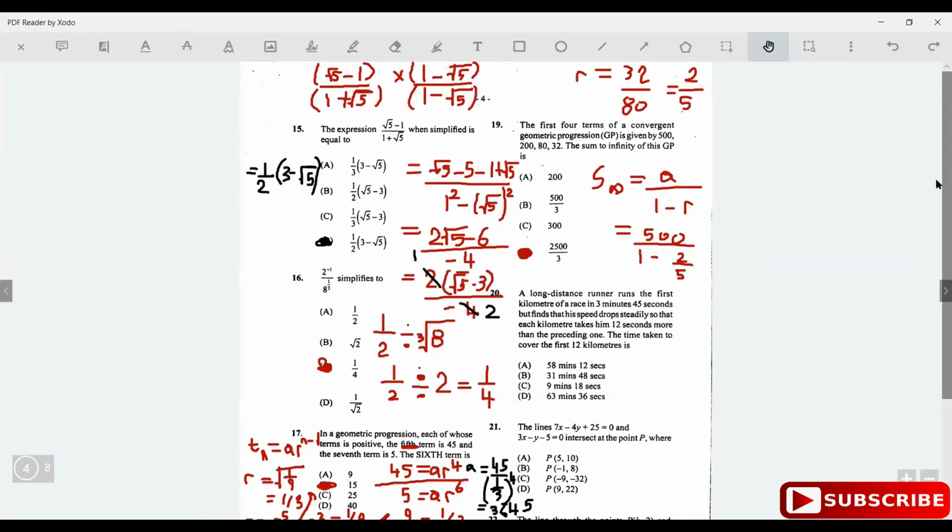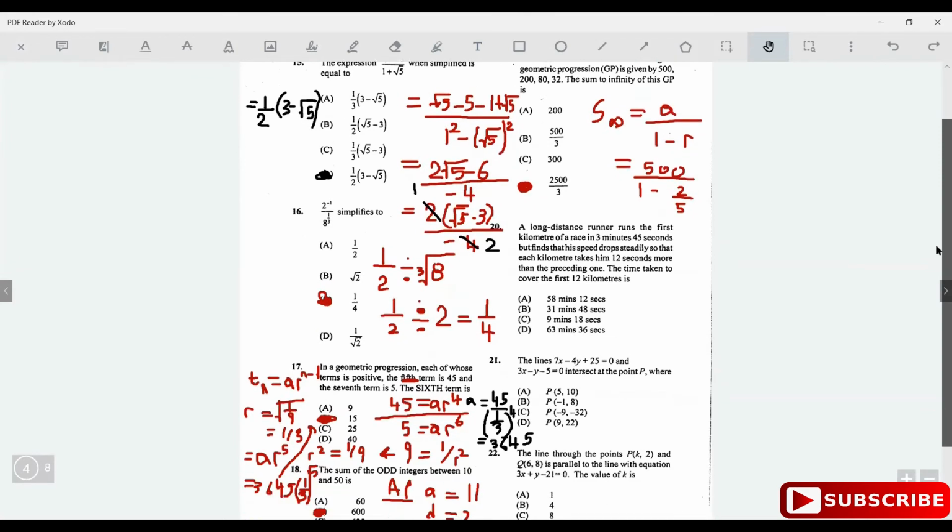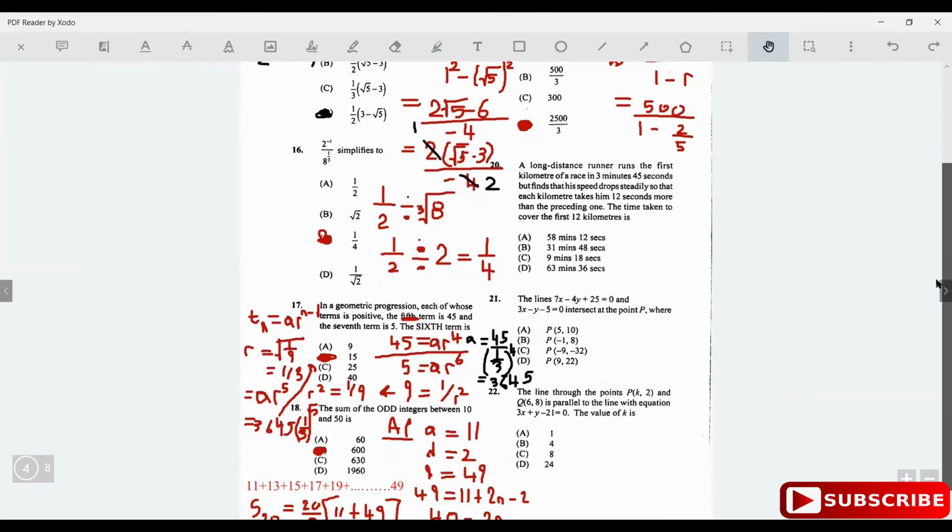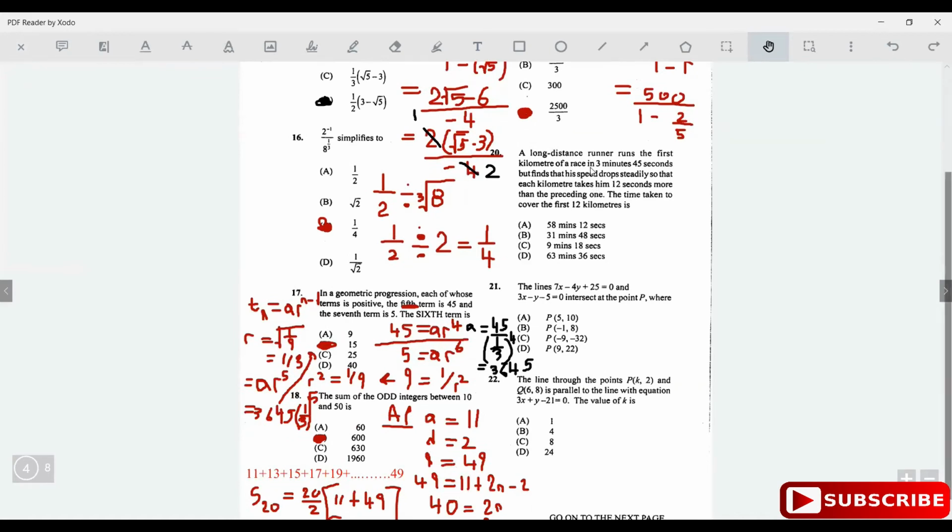Question 20. Question 20 says, a long distance runner runs the first kilometer of a race in 3 minutes 45. That's not bad. 3 minutes 45 is decent pace. I can tell you that's 1,000 meters in 3:45. He's pretty fit. And it says now, but his speeds drop steadily so that each kilometer takes him 12 seconds more than the preceding one. Find the time taken to cover the first 12 kilometers.